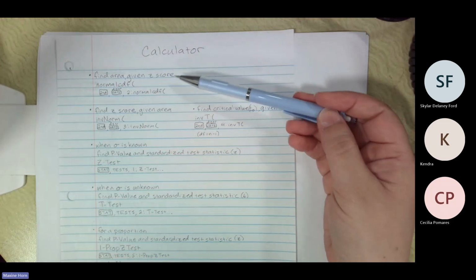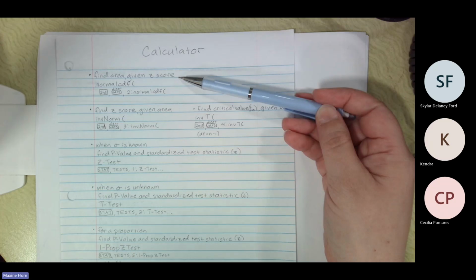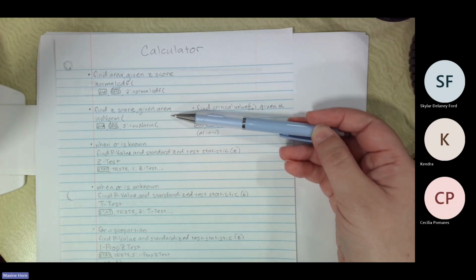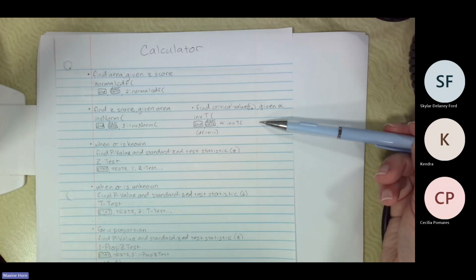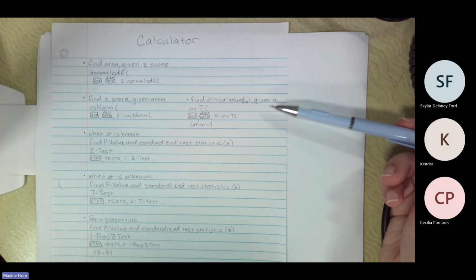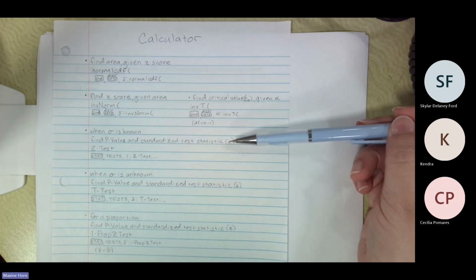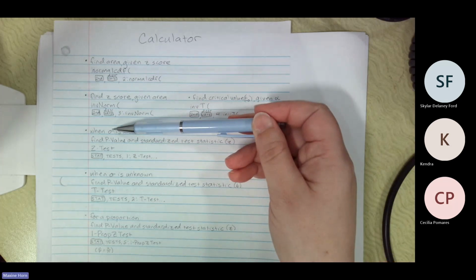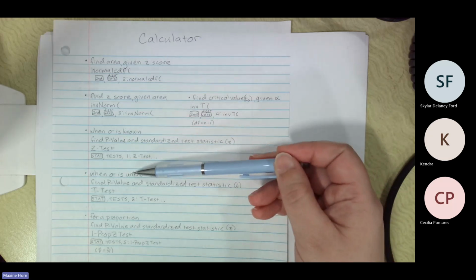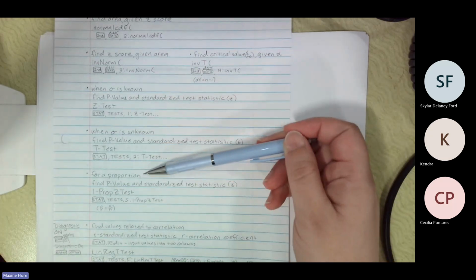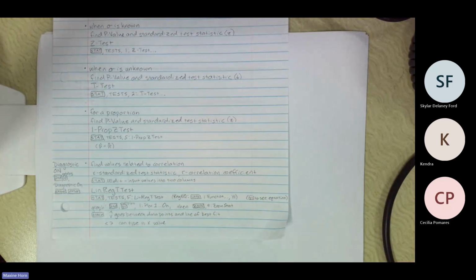So things like, how do I find an area under a curve given the z-score? How do I find a z-score given the area under the curve? How do I find a critical value given the alpha? How do I find the p-value and the standardized test statistic when my population standard deviation is known, or when it's not known, or when I have a proportion? And with things related to correlation, there's a lot of buttons to press on the calculator, so we will go through that part in more detail.